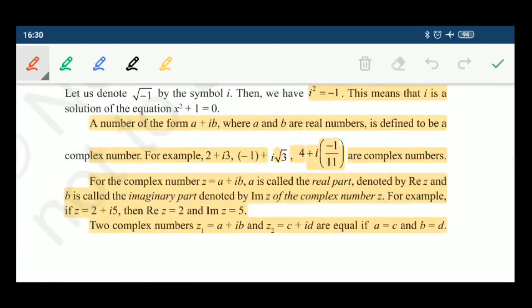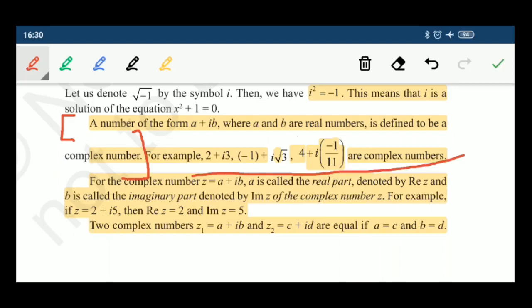See the definition of a complex number from here. A number of the form a plus iota b, where a and b are real numbers, is defined to be a complex number. See the examples of complex numbers. These are all examples of a complex number.